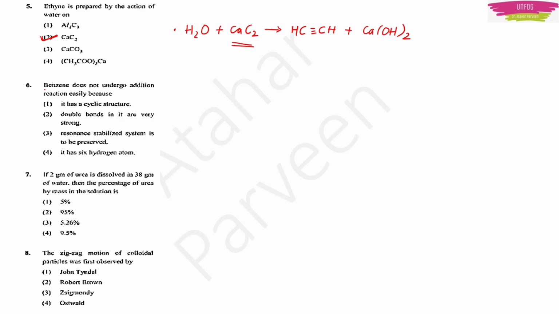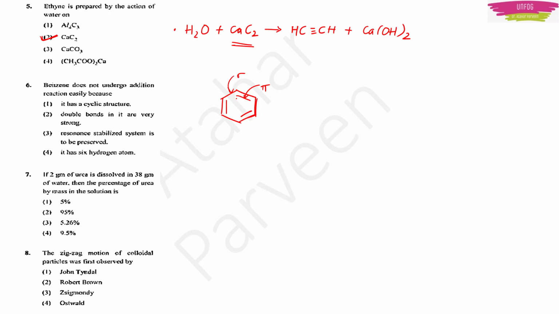The sixth question is asking, benzene does not undergo addition reaction easily because. Now first let us see how the benzene structure looks. It has alternating single bonds and double bonds, right? It has alternating sigma bonds and alternating pi bonds here. We have a sigma bond again here and then again we have an alternating pi bond.